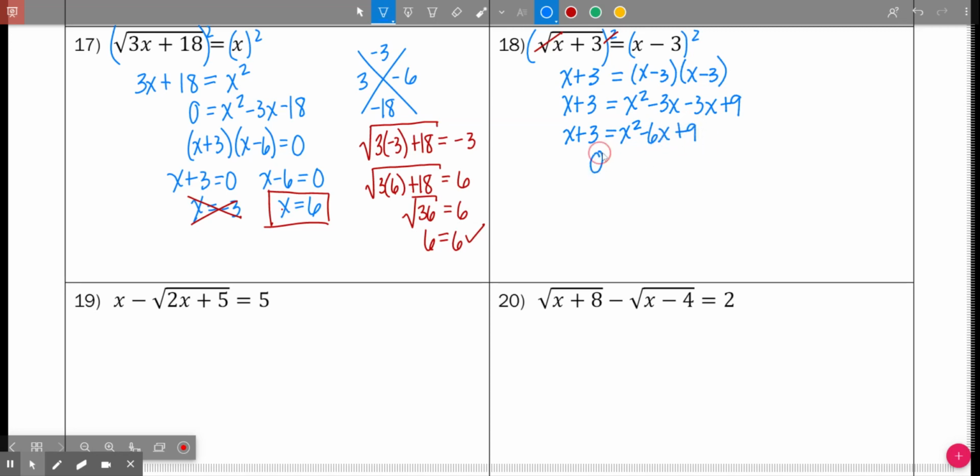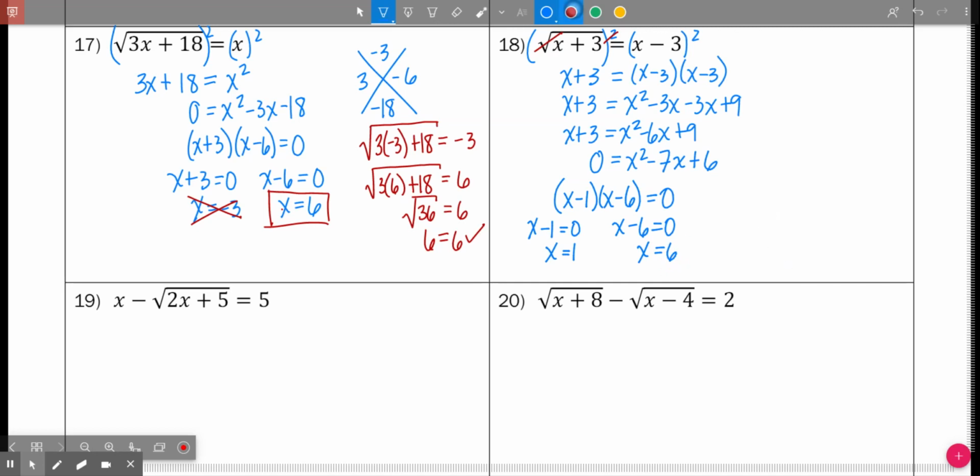I have a quadratic, so I want it to be equal to 0. So x squared minus 7x plus 6. This factors, and I have x minus 1 times x minus 6 equals 0. So x minus 1 equals 0, and x minus 6 equals 0. So x equals 1, and x equals 6.